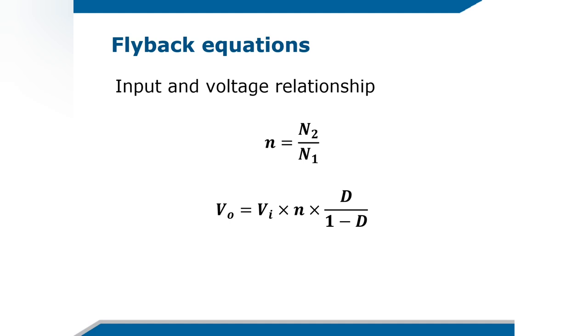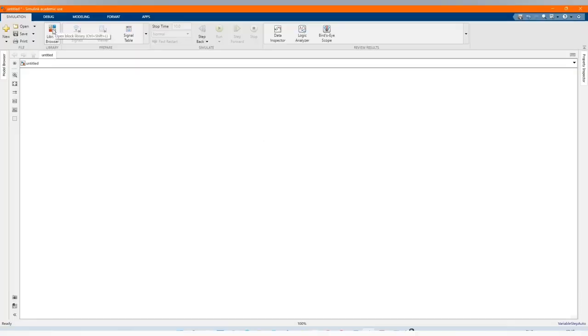Here we have our equations. We have a turns ratio of N, and you have our voltage output, which is equal to V input times the turns ratio N times the duty cycle divided by 1 minus the duty cycle.